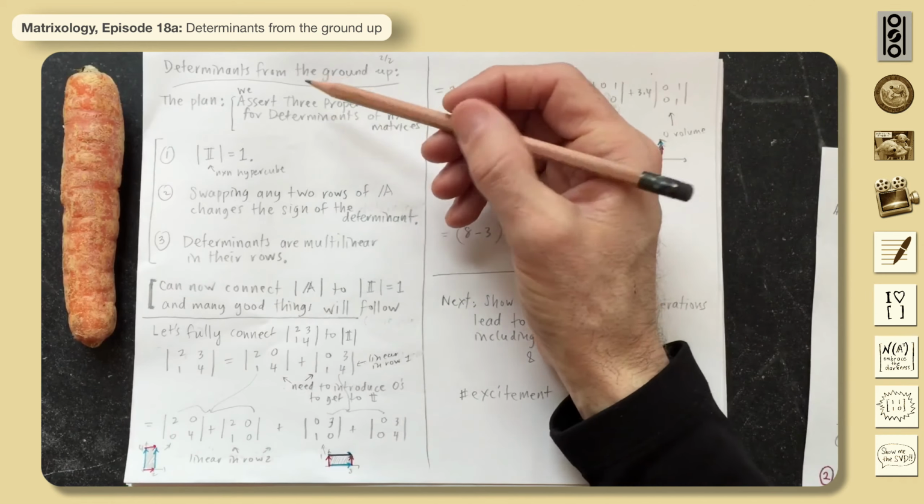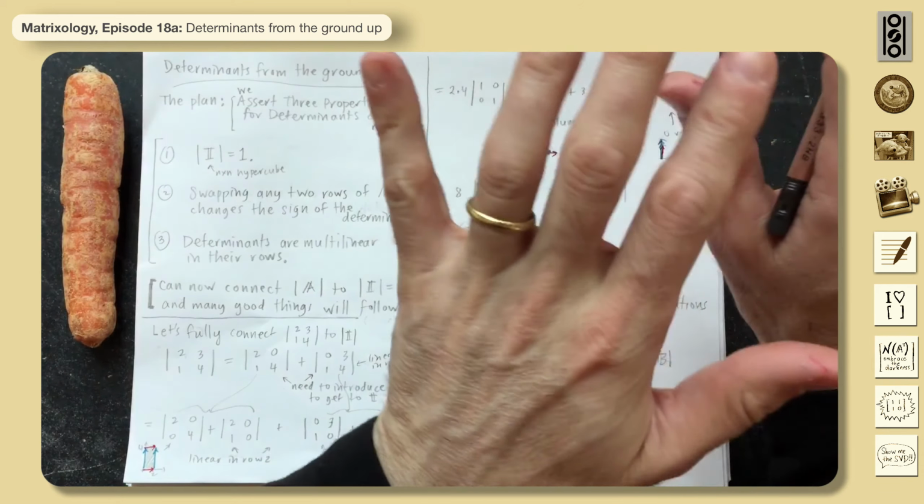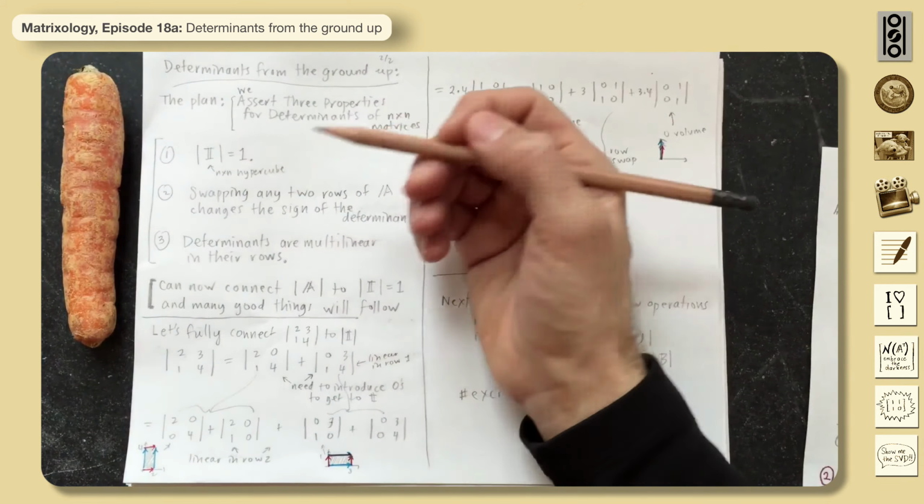Yeah. So, right. So now we sort of branch out. So this is what we're going to talk about, n by n's, and we'll assert these three properties, right, for n by n matrices. So again, as we had very simply for the 2x2, the volume of the unit hypercube, let's write that, n by n is 1. We'll set that. Swapping any two rows again changes the sign of the determinant. And then determinants are multilinear in their rows, right?